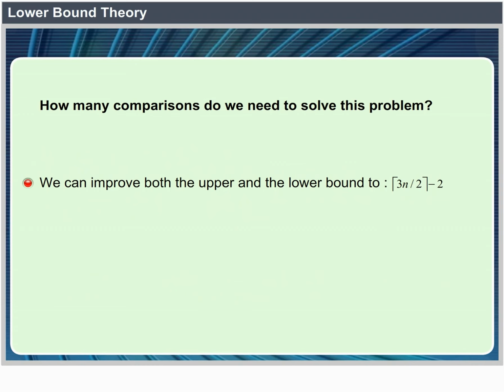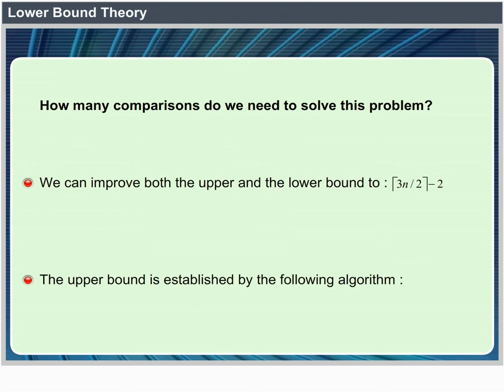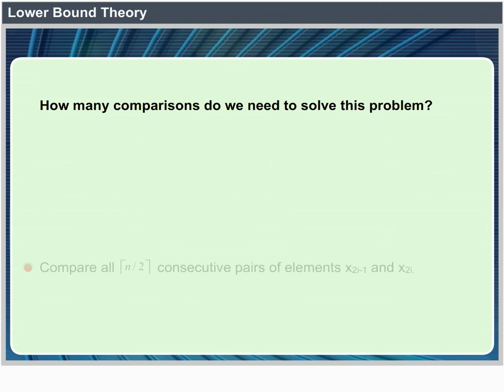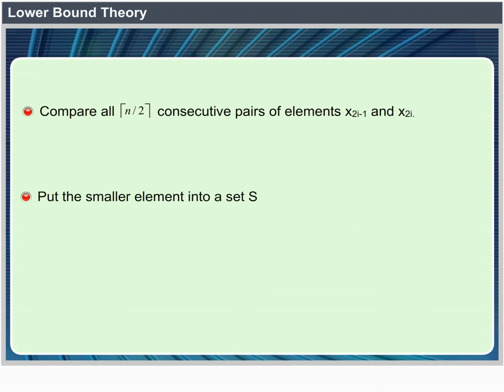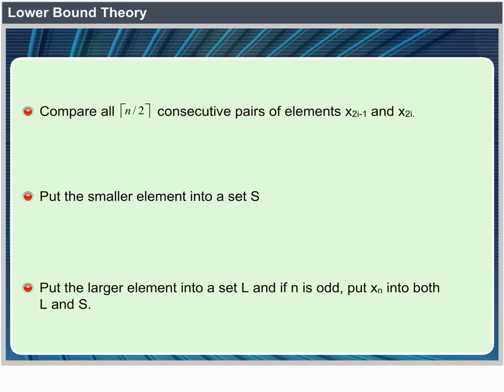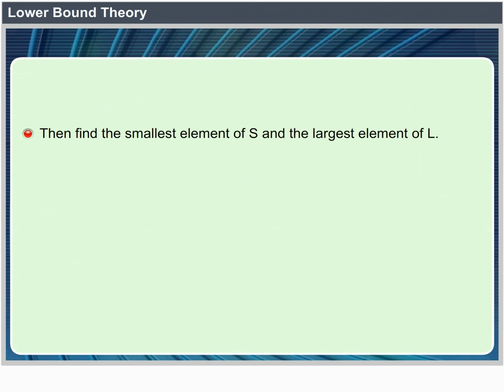The upper bound is established by the following algorithm. Compare all ceiling of n by 2 consecutive pairs of elements x2i minus 1 and x2i. Put the smaller element into a set S. Put the larger element into a set L, and if n is odd, put xn into both L and S. Then find the smallest element of S and the largest element of L.